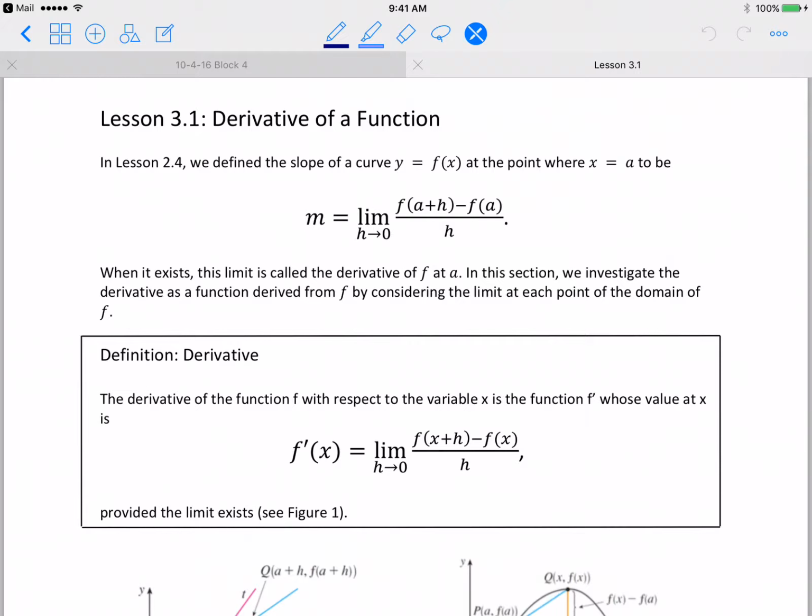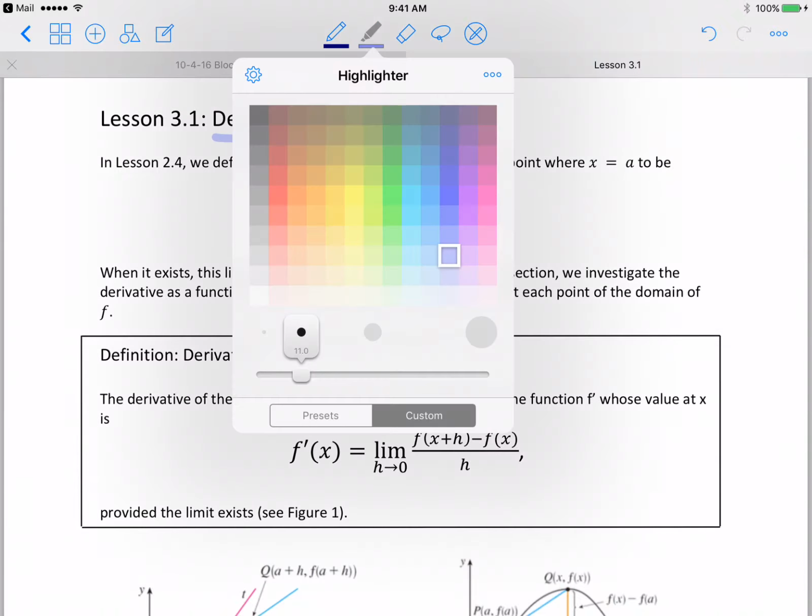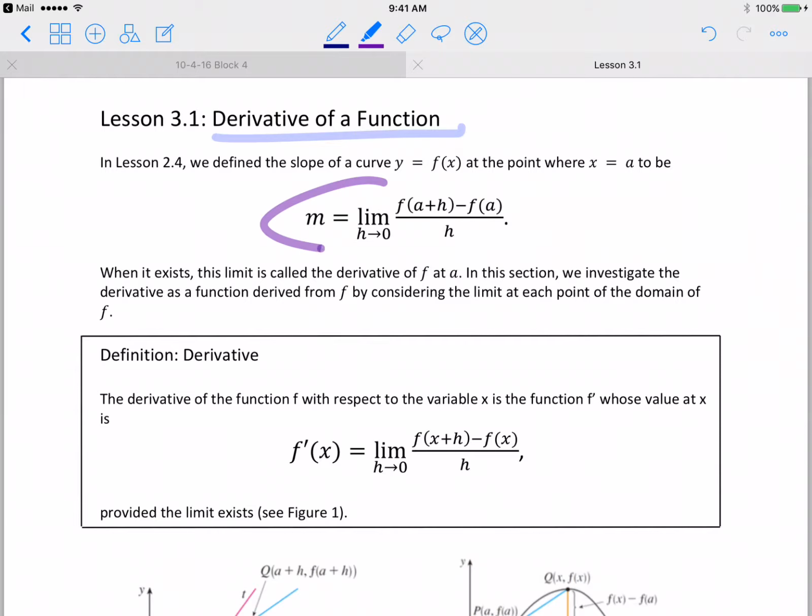This is my lesson video on lesson 3.1 from my textbook. The lesson is titled The Derivative of a Function, and it's a continuation of what we did in lesson 2.4 and also from lesson 2.1 as well. What we should know by now is the difference quotient formula and also the limits of that as h goes to 0, which will help us find the instantaneous rate of change or the slope of the tangent line at x equals a.